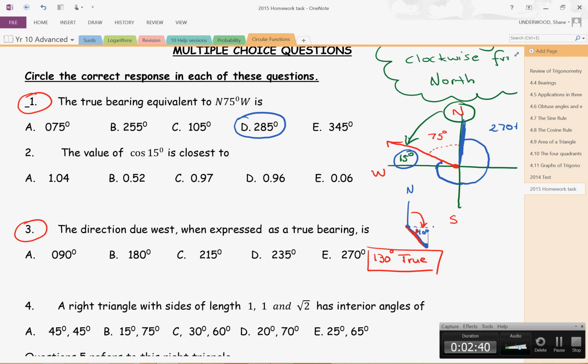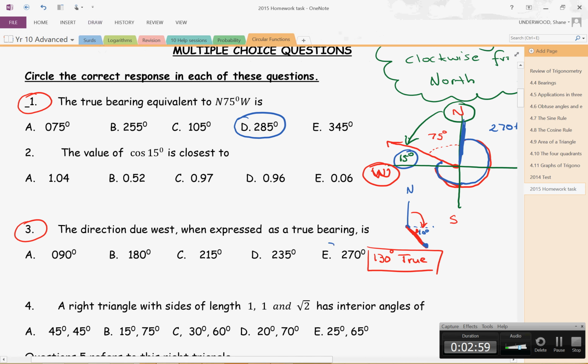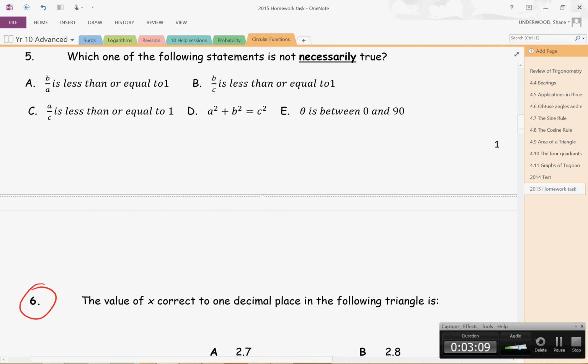The direction due west when expressed as a true bearing is, well, due west is over here. And we've got to start from here and go 90, 180 to 270 degrees. So I hope that most of you got the answer was E, 270 degrees. Are there any questions so far? Pretty straightforward, I hope. Now let's go ahead and do question 6.